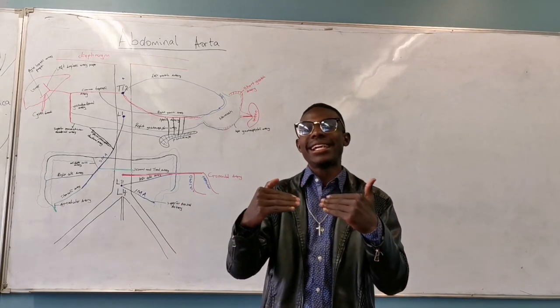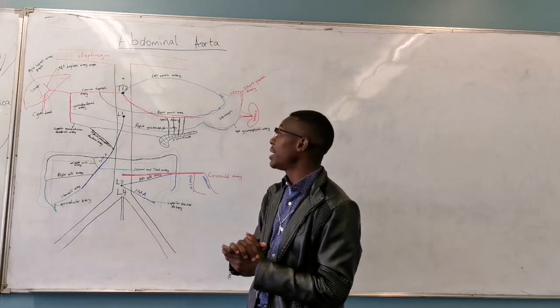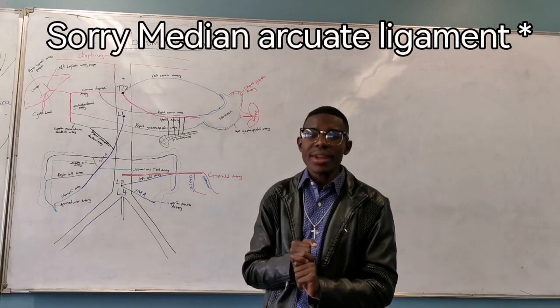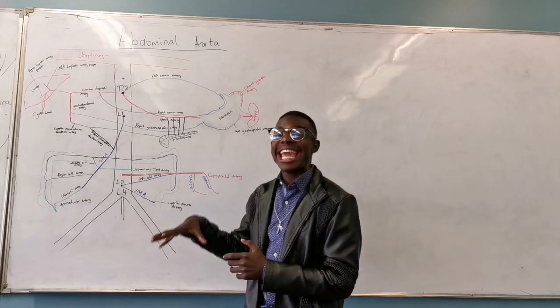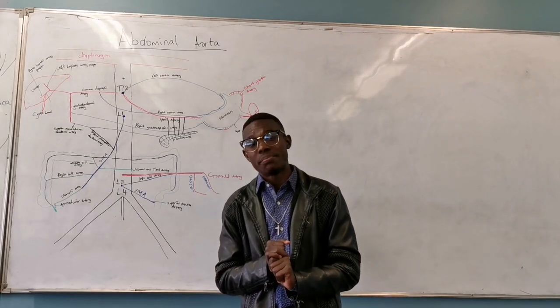Then it's anterior to the vertebral T12 level. You're going to find that the aorta is going to pass posterior to the median arcuate ligament. And then it enters the abdomen. When it enters the abdomen, it's going to give various branches.